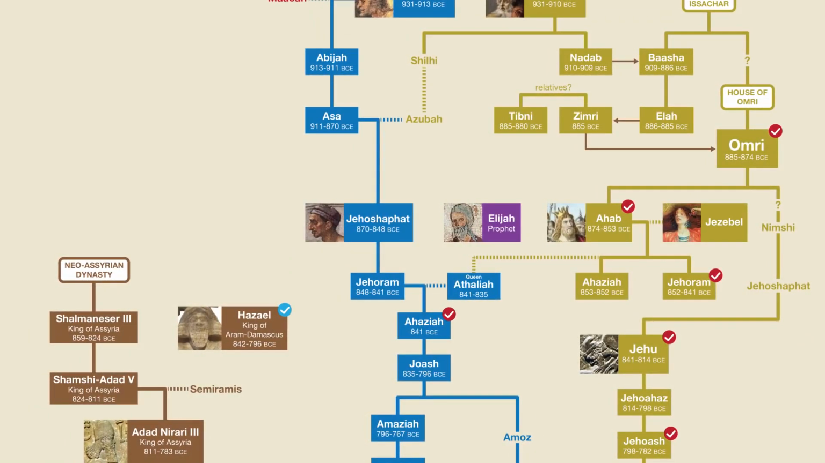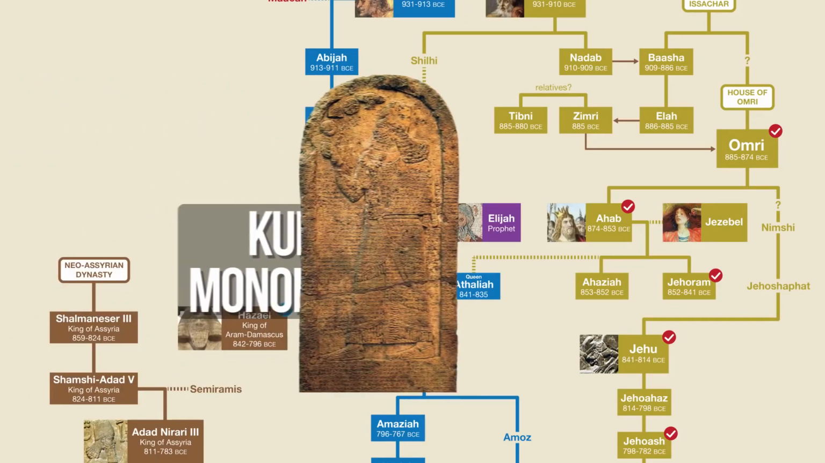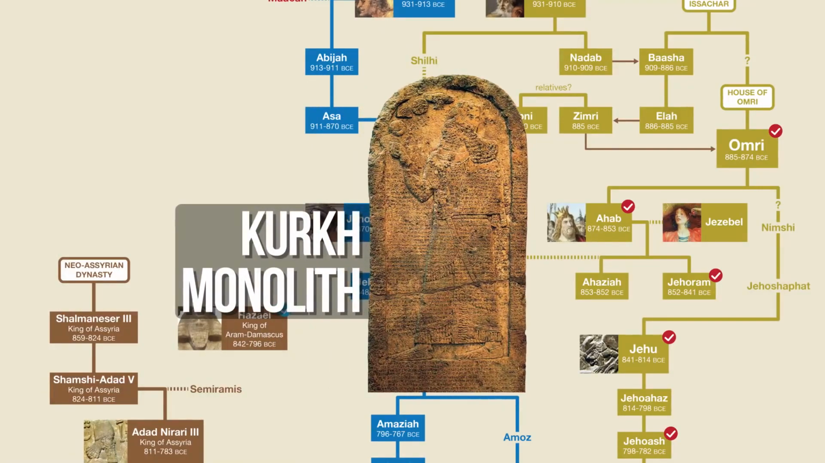Ahab and Jezebel were famous for promoting the worship of the god Baal instead. So whenever something went wrong, the Southerners blamed it on the fact that the Northerners worshipped the wrong god or gods. Ahab has a red checkmark because he shows up in a set of Assyrian monuments, known as the Kurkh Monoliths, currently located at the British Museum.